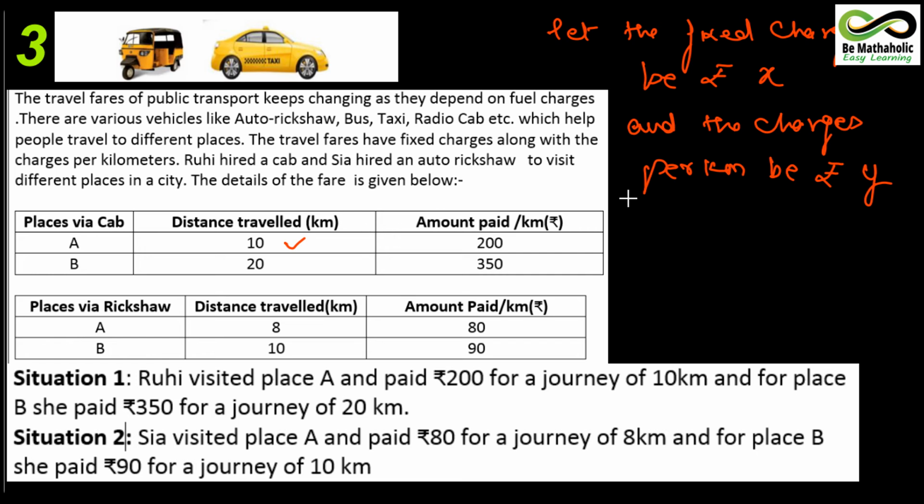Now for a journey of 10 kilometers, if the fixed charges are x rupees and y rupees per kilometer, and she has traveled 10 kilometers, the first expression would be fixed charges plus 10 y. Together she has paid 200 rupees. Make it equation 1. Then we'll have the second framing of the equation: fixed charges is rupee x, and she has traveled 20 kilometers, so she will be paying 20y rupees. This is giving us the amount 350.